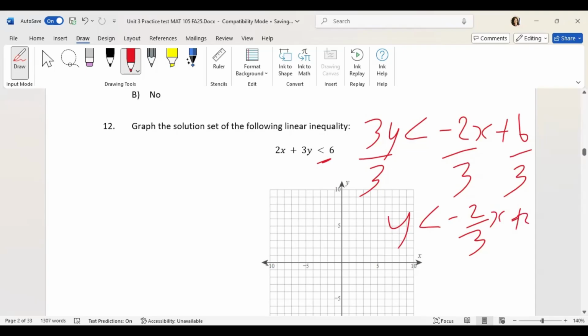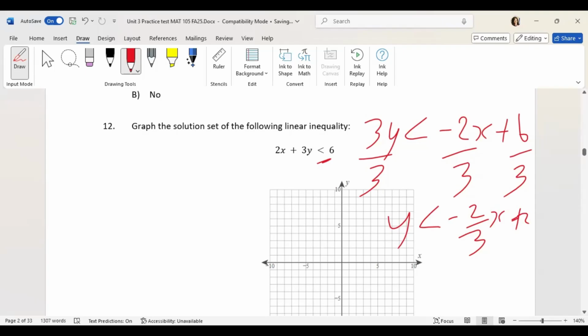Y is less than negative 2 over 3x plus 2. So what we're going to do is sketch the line. I'm talking about sketching the line when it is the equal sign here. I want us to know that when we sketch the line, it will not be included. The line will be a broken line. Remember, it's going to be a broken line because it's only less than.